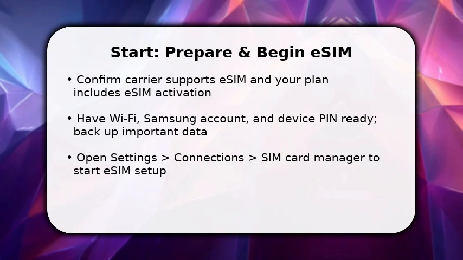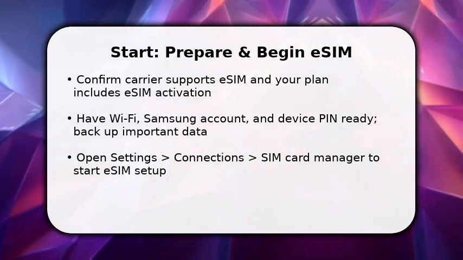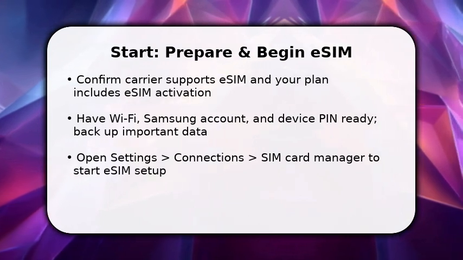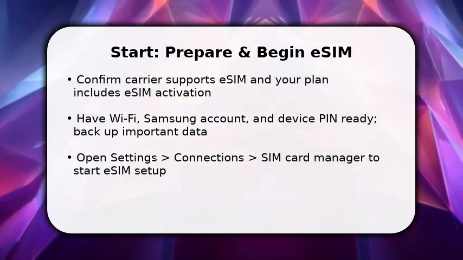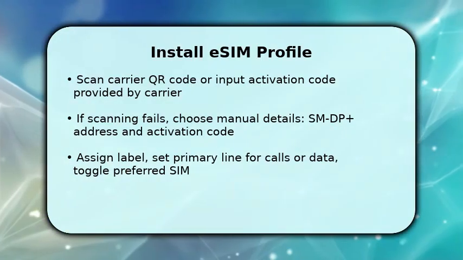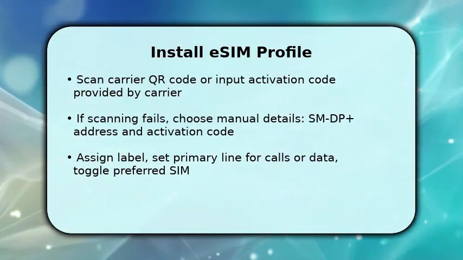Tap Add Mobile Plan and choose Scan Carrier QR code or enter activation code manually. You're starting the actual provisioning step now. Keep your carrier details and a stable connection ready to avoid timeouts. You'll scan the QR code or paste the activation code from your carrier.